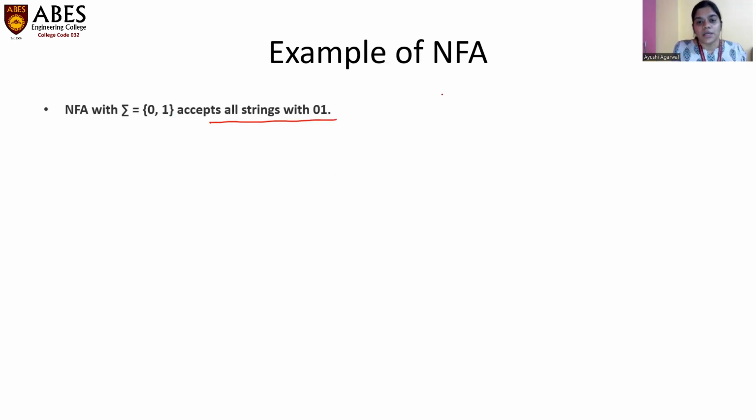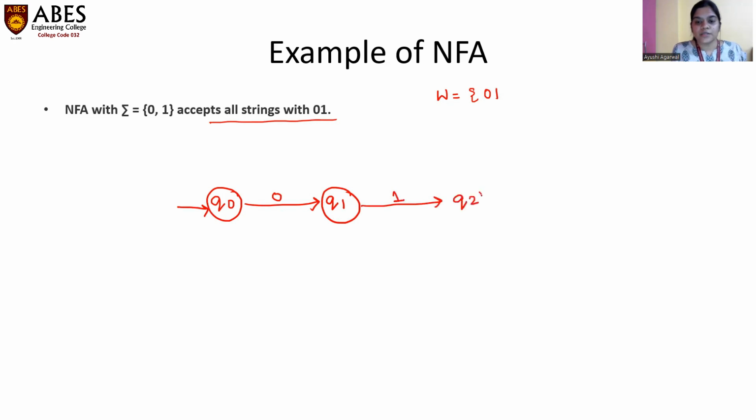Now, let's say that the smallest possible string that could be accepted for an NFA structure according to this statement is 0, 1. Okay, now let's design an NFA that will accept our string 0, 1. Let's say that Q0 is our start state, having input 0, move to a new state, and having input 1, move to the final state.